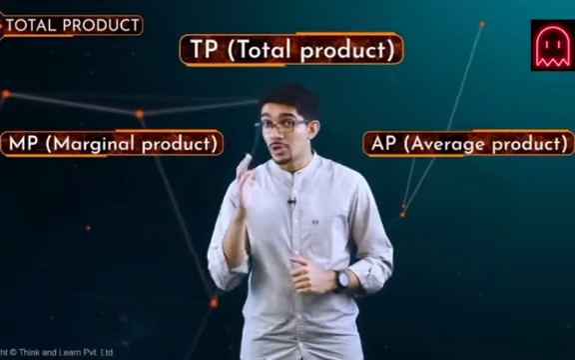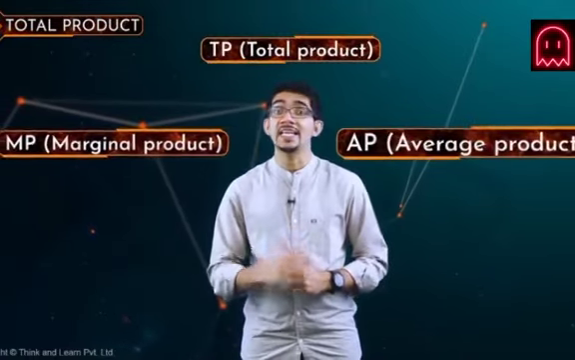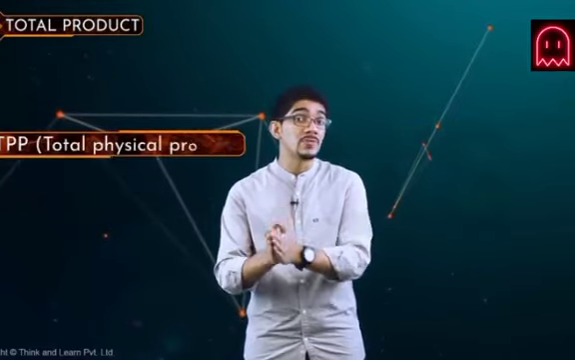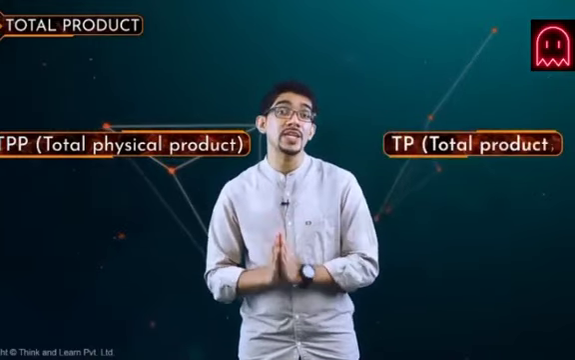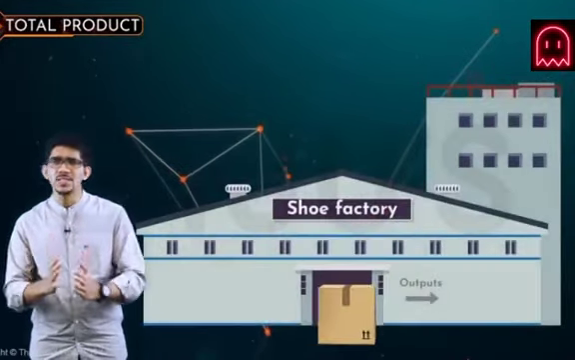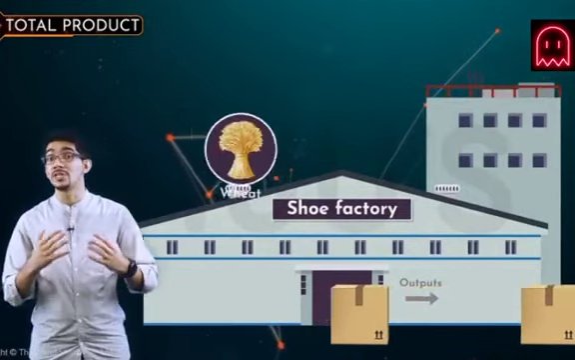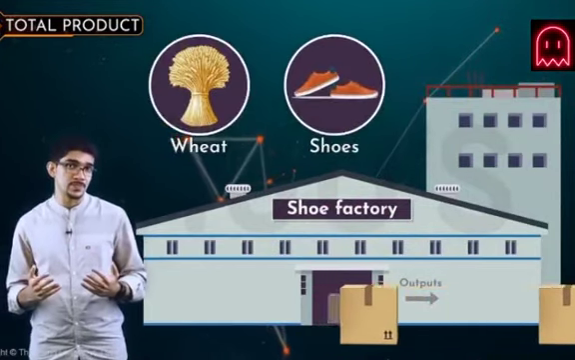Starting with the firm's production function, we can actually calculate three important production concepts: TP, MP and AP. Total product, marginal product and average product. Let's start by understanding the first, the total physical product, TPP, or for convenience, total product or TP, which is just the total amount of output produced in physical units such as bushels of wheat or number of shoes.